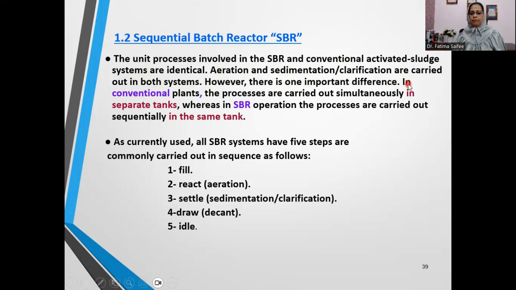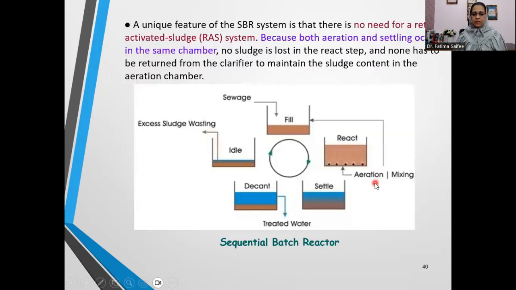However, there is one important difference. In a conventional plant, the processes are carried out simultaneously in separate tanks. Whereas in SBR operation, that is sequential batch reactor, the processes are carried out sequentially in the same tank. That means there is no need to remove the sludge or adjust the level. As currently used, all SBR systems have 5 steps. First is the fill, then react, where the air is reacting with the sludge, and settle, that is settling time, sedimentation and clarification, then draw, that means remove, that is decant, and idle, where it will stay there.